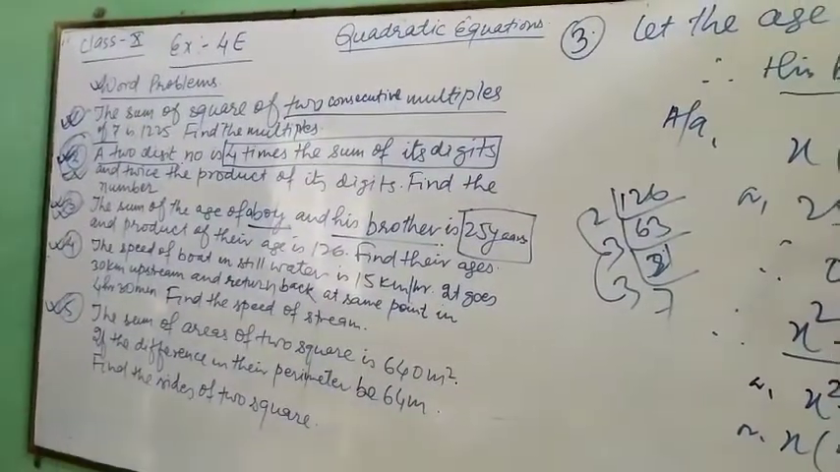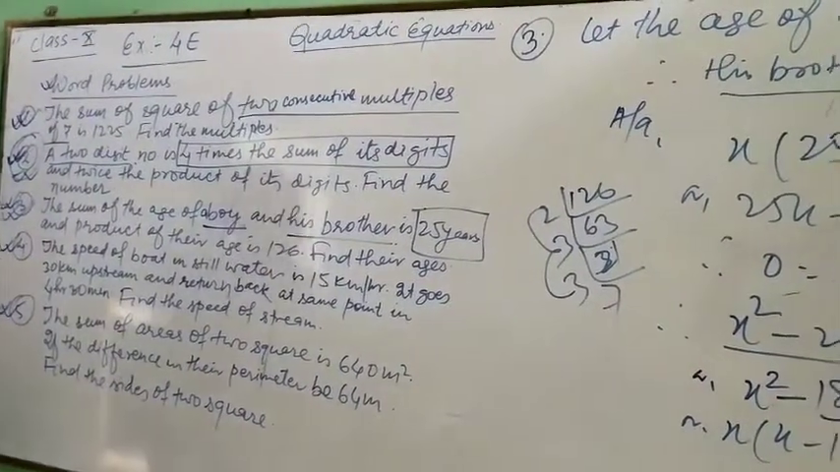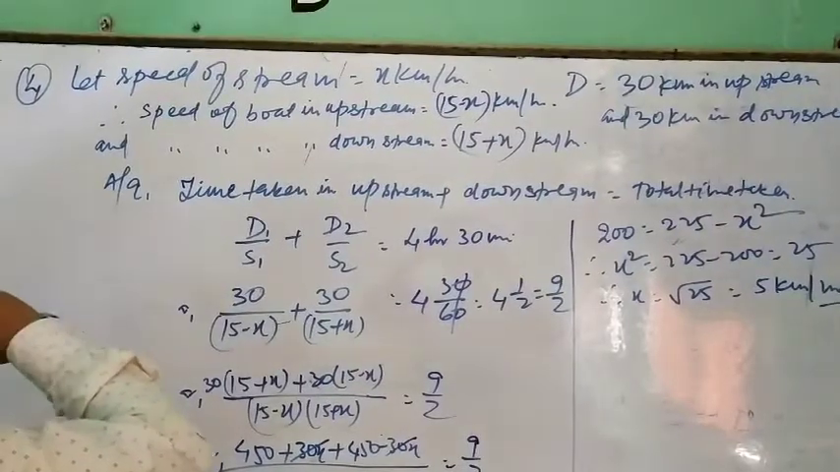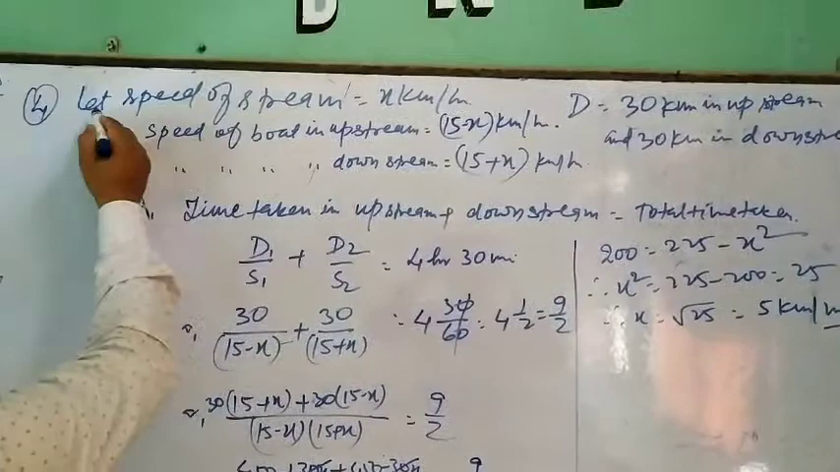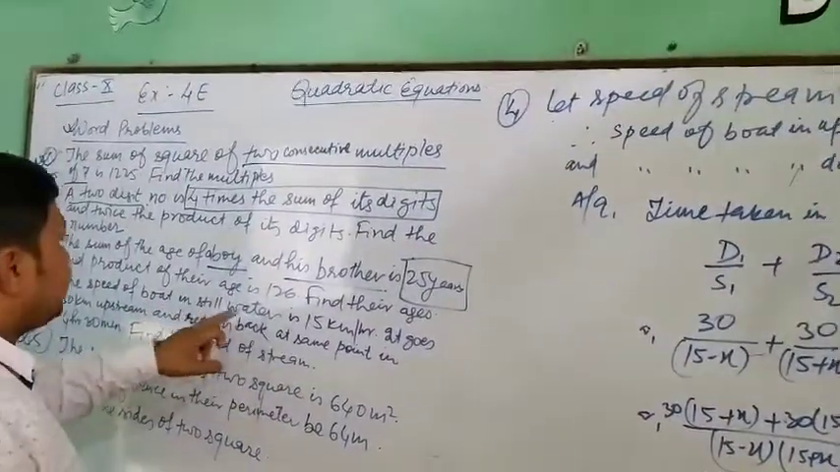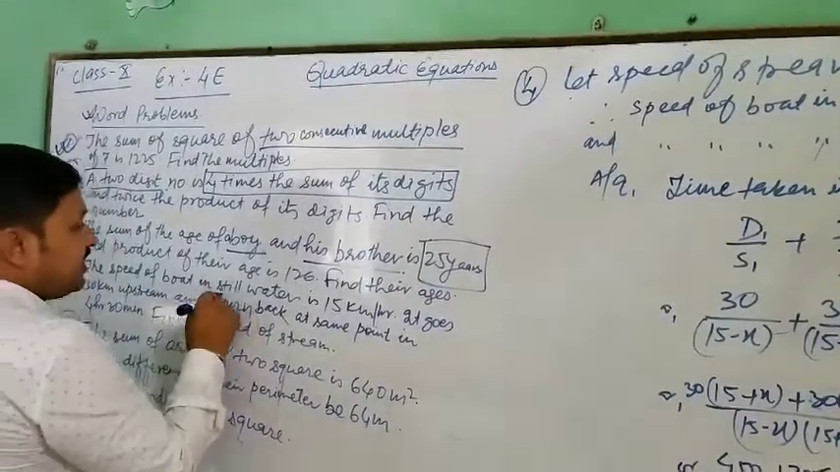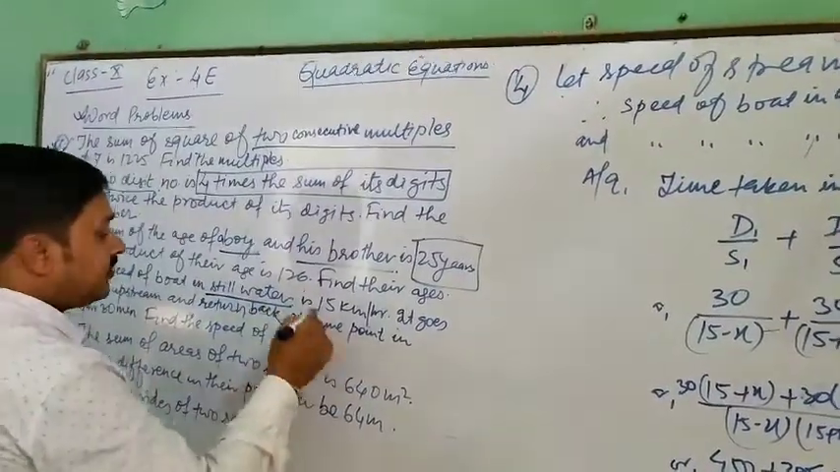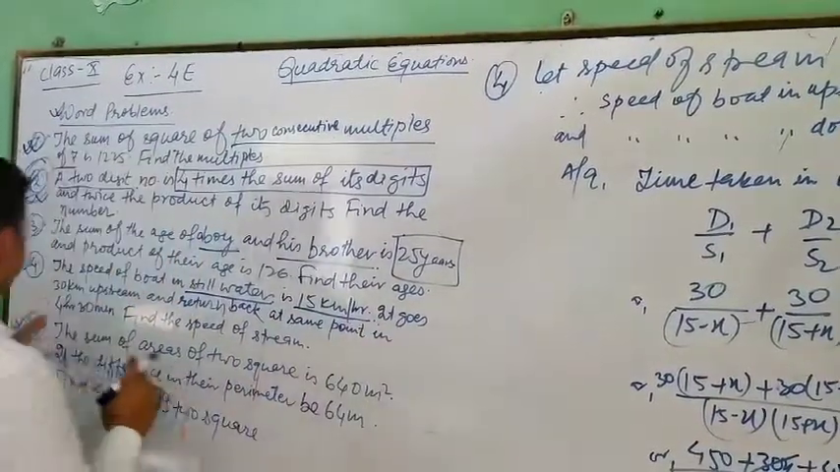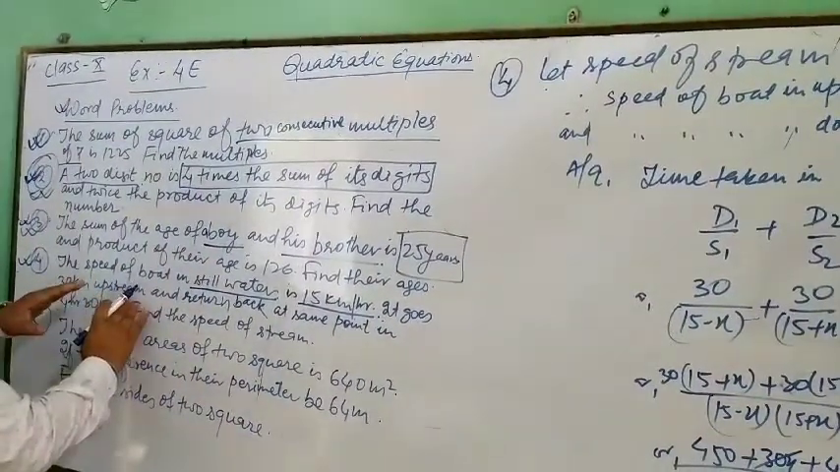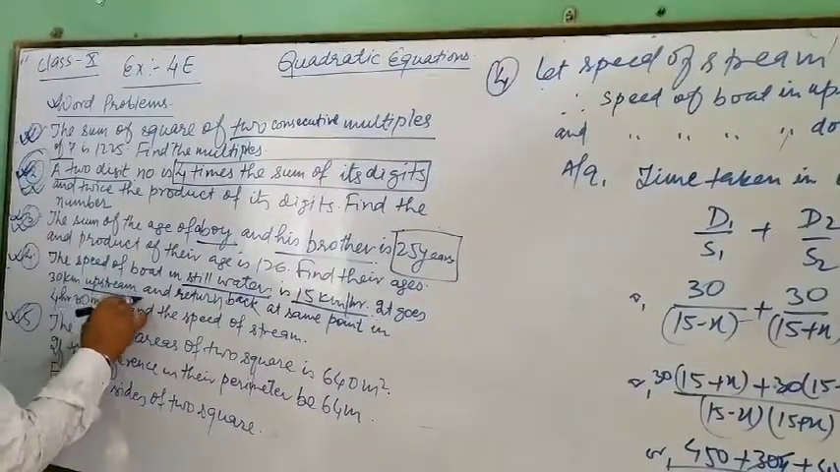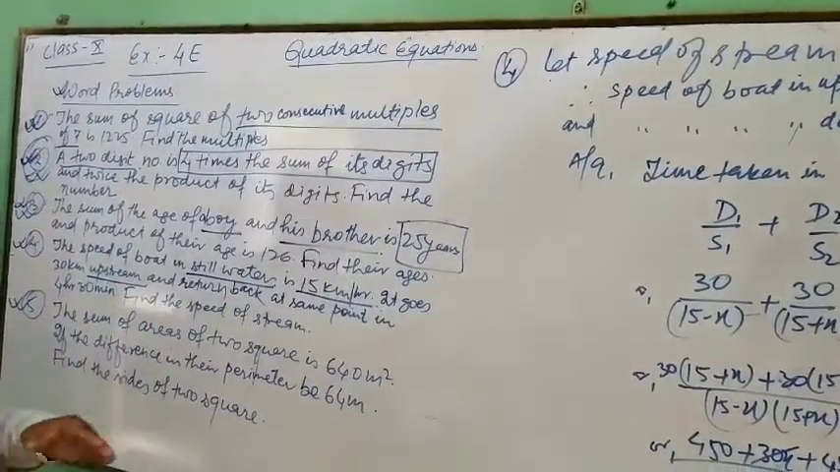Now I can solve your fourth question. Your fourth question is the speed of boat in still water. Still water, that means स्थिर पानी में इसका स्पीड जो है वो 15 किलोमीटर पर आवर है. It goes 30 kilometer upstream and returns back. At first, do you understand what is the meaning of upstream?